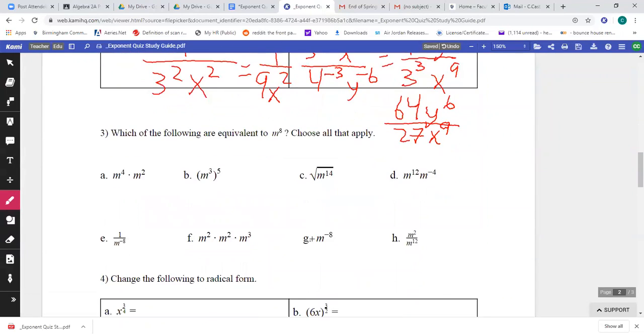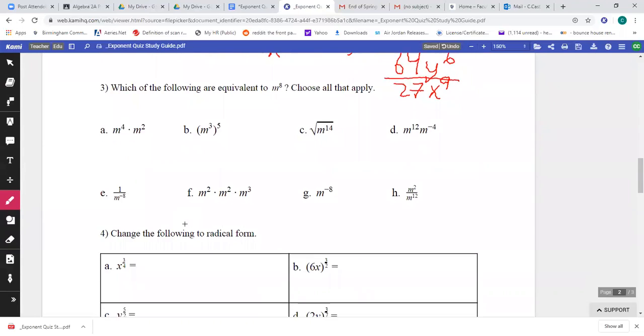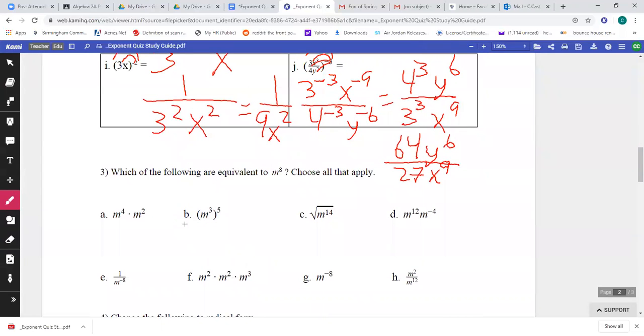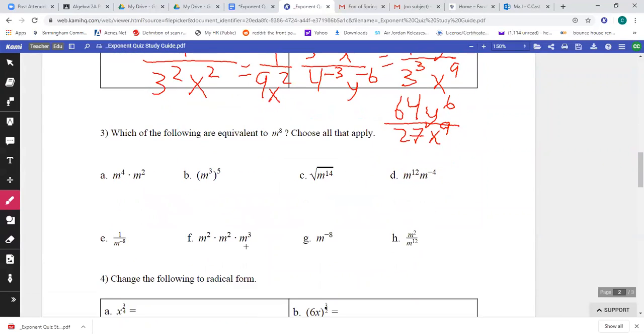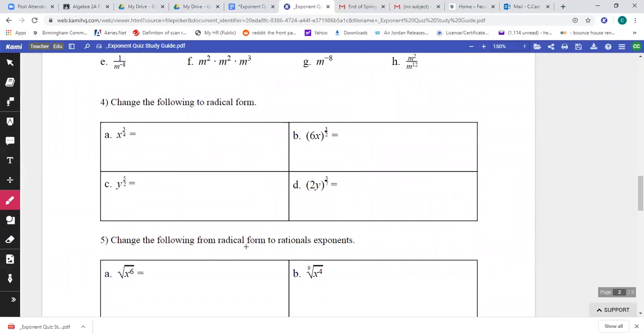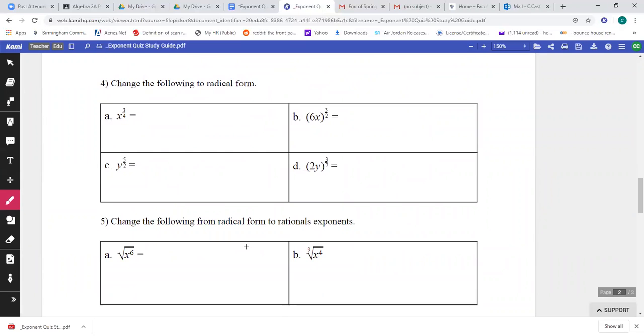So I'm actually going to skip 3 for now, and I'm going to go to 4 first. Okay. So hopefully you have all of that. Number 4, remember from the homework that if you have a fraction exponent, you change it to a radical, like that, right? So those two things mean the same thing.